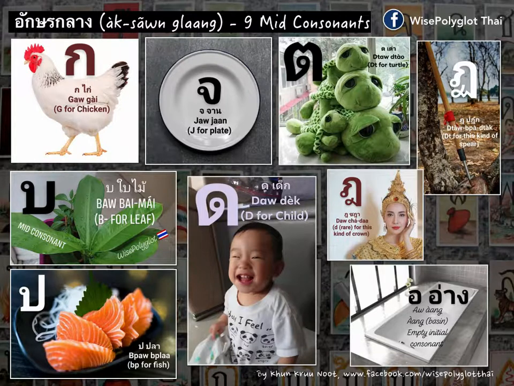If you learn all these 9 mid consonants, you will be able to read a lot of words with it already. Tell me how it goes. If you need any help, any support, just let me know, okay?